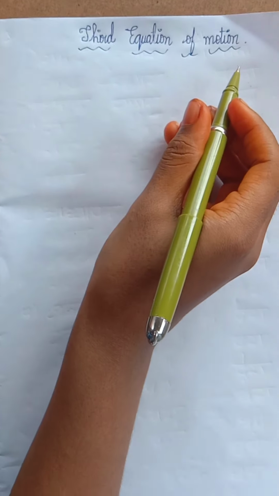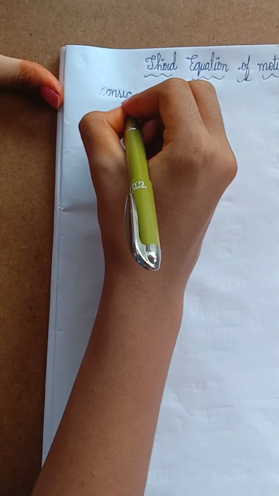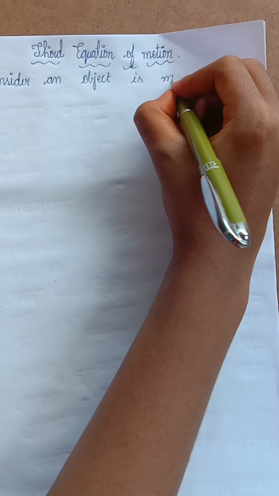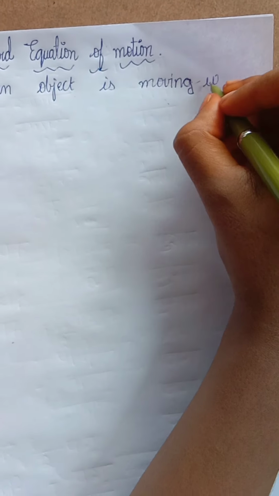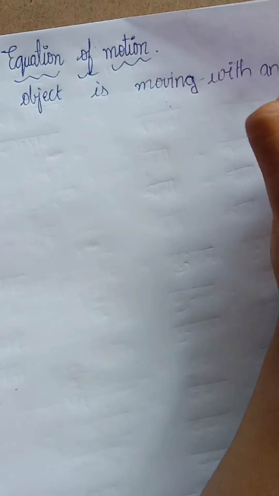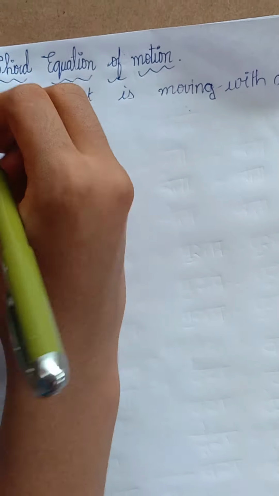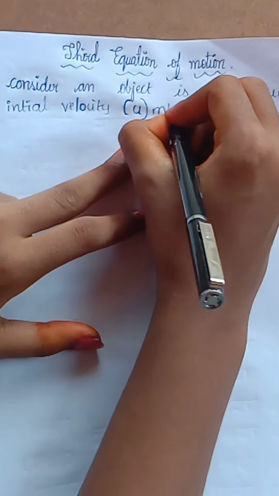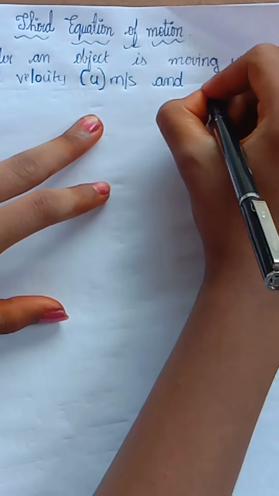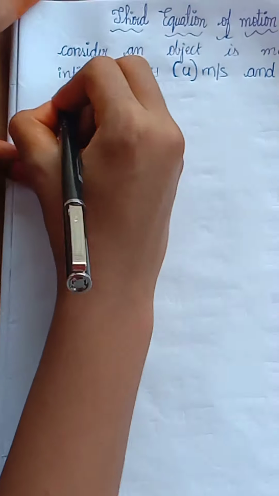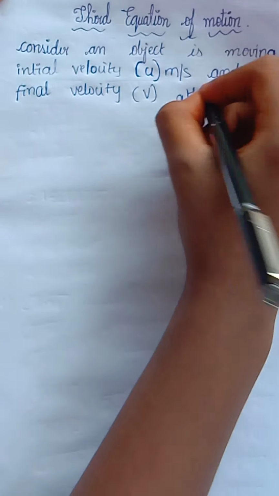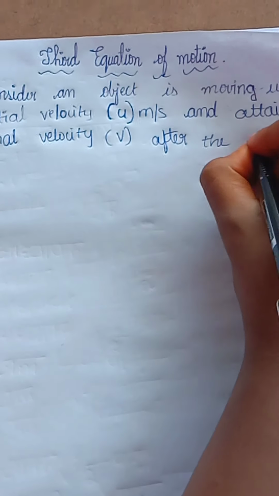I am going to talk about the third equation of motion. Consider an object moving with an initial velocity u meter per second, which attains a final velocity v after the time t seconds.